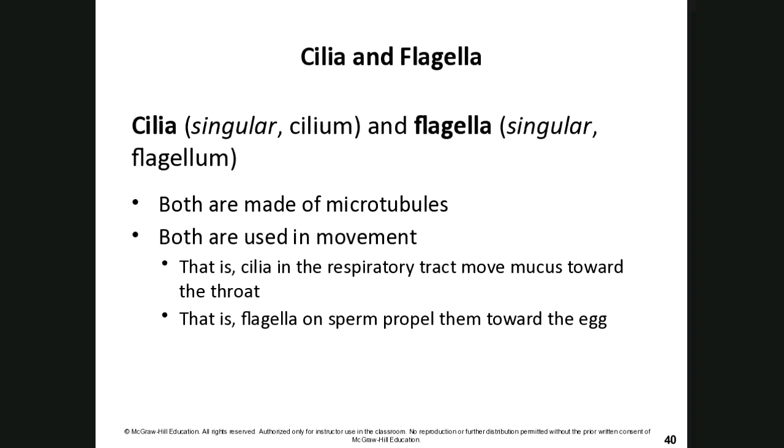Cilia and flagella are structures that you don't see on every single cell, but on those cells where you do find them, their job is movement. The cilia are found in the respiratory tract and move the mucus towards the throat and up and away from the lungs. Flagella are only found on sperm cells, and they help to propel the sperm towards the egg.